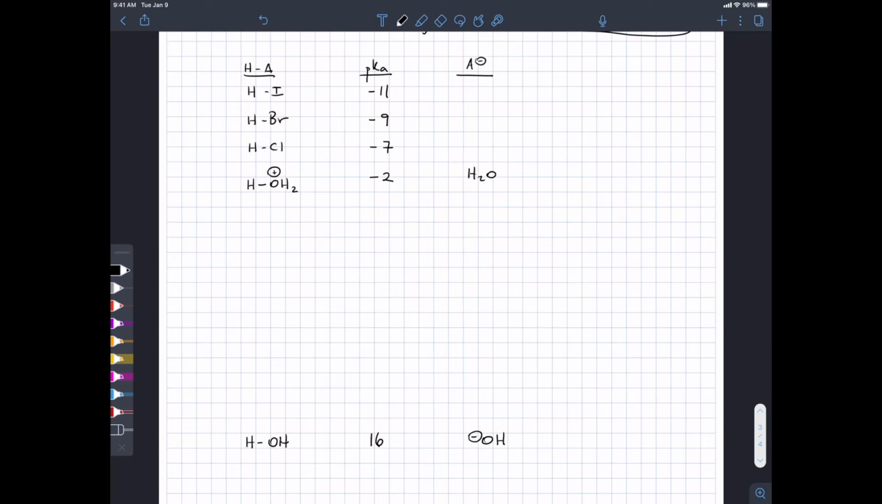And I'm not going to ask you to memorize pKa values. I'll always give you a table, with the exception of I'm going to asterisk the ones that you should memorize.